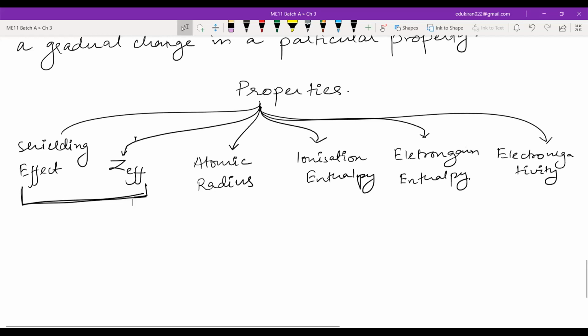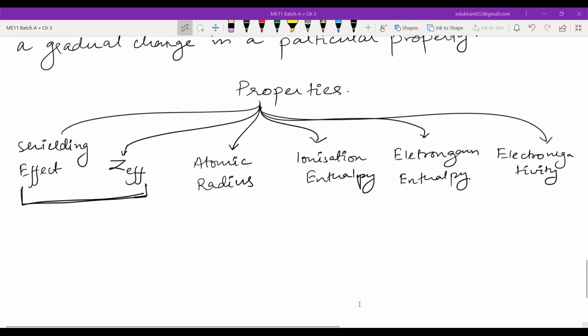Sir, is it Z effect or Z effective? Don't worry, you just write it now. I will write the complete name. We show it as Z effective. Z is the atomic number, right? It denotes the number of protons. Atomic number is the number of protons. So Z effective is related to the number of protons and how much positive charge is experienced by the valence electron.